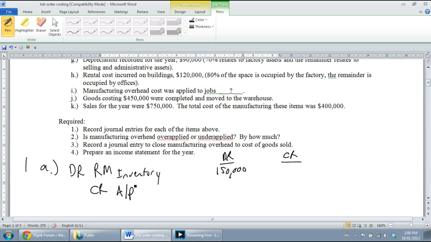I abbreviate that as A/P, and I always like to write credit accounts payable because you feel like you're writing the word crap all in capital letters, C-R-A-P. Makes me feel very naughty.